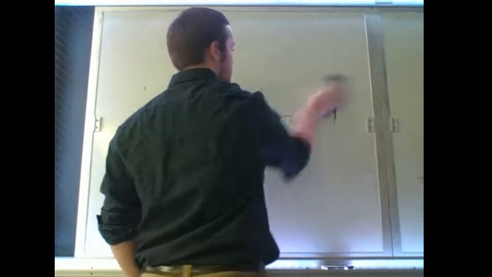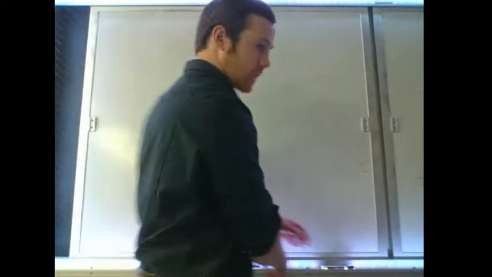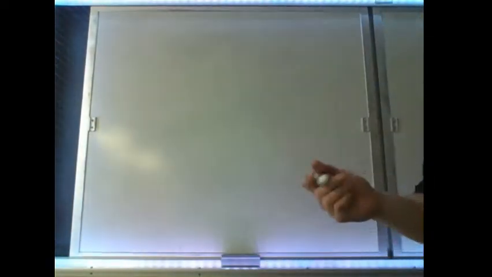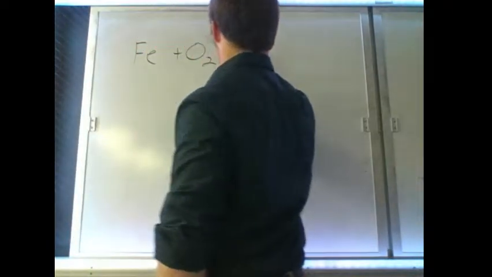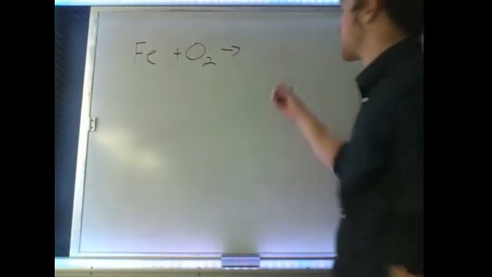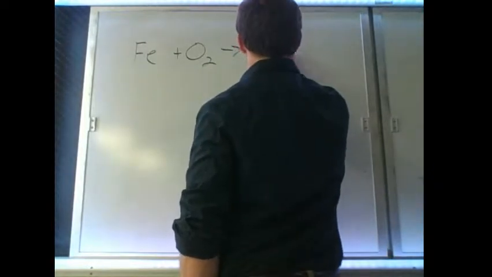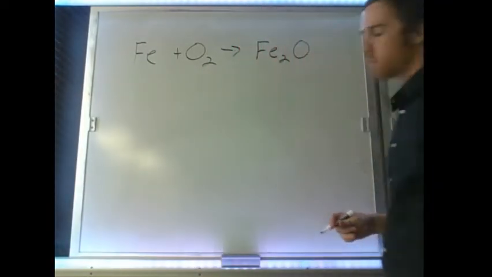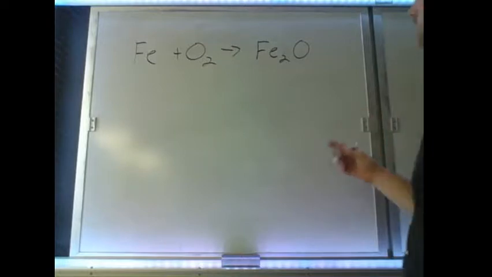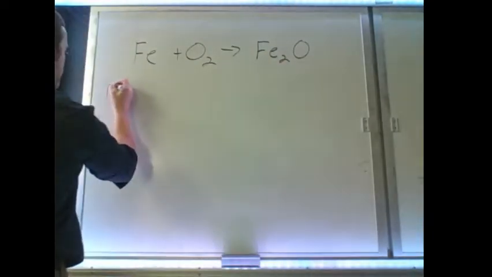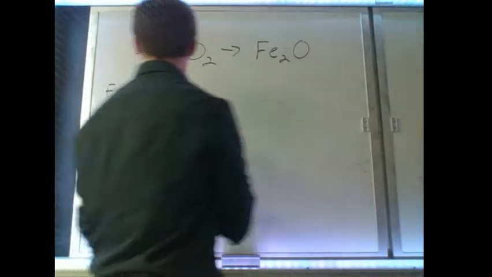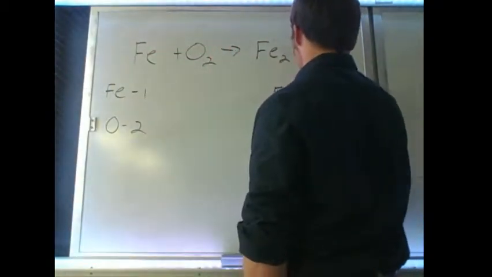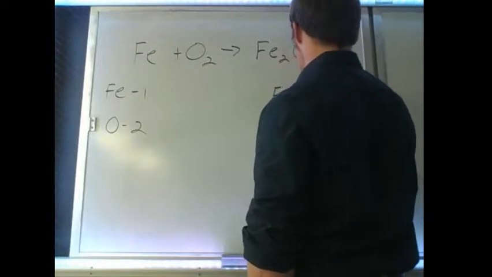Looking at our next example here, our next example that we have is between iron and oxygen. So we're going to have iron, Fe, and oxygen, which we know is diatomic, so O2, producing Fe2O. So based off from this, we're going to look and see. Iron, Fe, I have 1 of. Oxygen, I have 2 of. Iron, I have 2 of. Oxygen, I have 1 of.